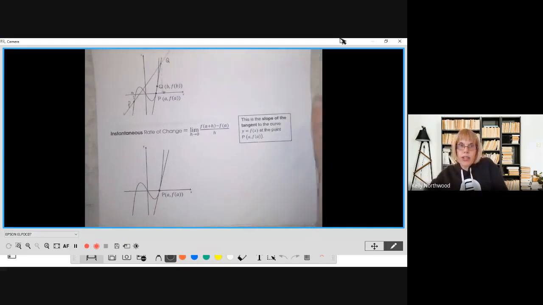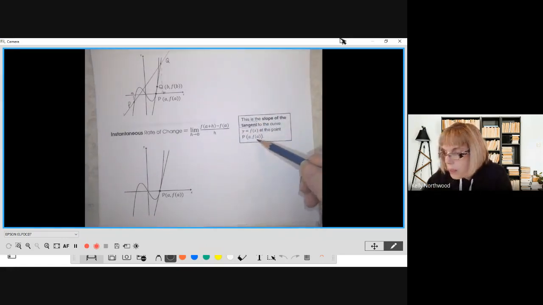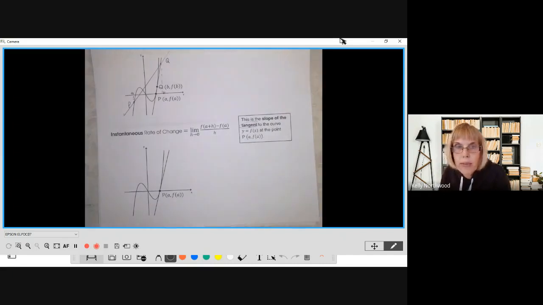Instantaneous rate of change. Now we're talking the slope of a tangent to the curve at a specific point. Because it's the slope of the tangent, our formula for instantaneous rate of change is the limit as h approaches 0 of f at a plus h minus f at a, over h, which should look familiar to you. That was our slope of the tangent formula to find the slope of the tangent at a specific point that we learned yesterday.